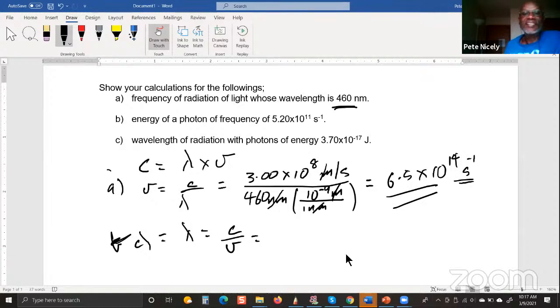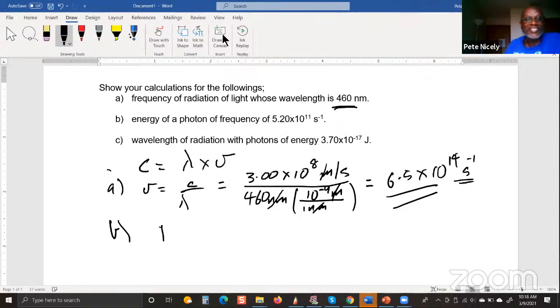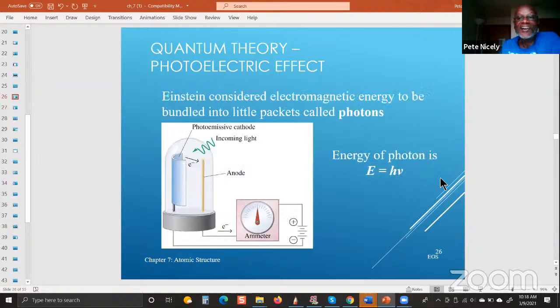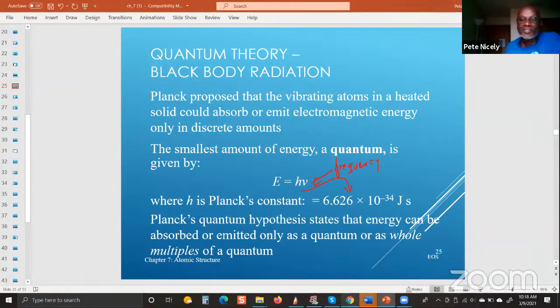The energy of a photon, given the frequency 5.20 times 10 to the 11. In the case of the B part, the question is asking for the energy. As we learned just now, energy is equal to h times nu. The energy of a photon is equal to Planck's constant times the frequency, right? So Planck's constant is 6.63 times 10 to the, if I remember correctly, minus 34.